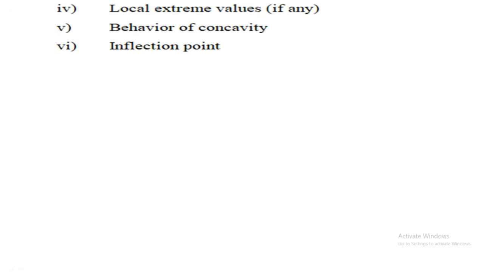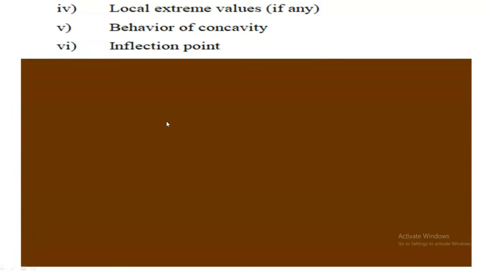Now what comes next is a continuation from question number 4. In Roman number 4, you are asked to find local extreme values, if any, and Roman number 5, behavior of concavity, and the last one is to find the inflection point for this particular function. In order to find the local extreme values, you have to first know what the derivative of the function is. We have obtained that to be this.